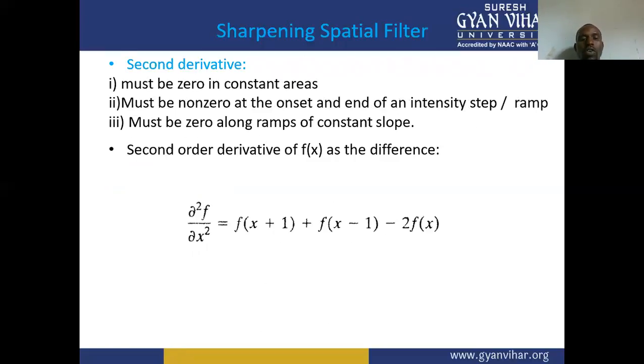Then we have the second order derivative. The second order derivative must be zero in the constant areas. Also, it has to be non-zero in regions where there is a ramp or a step. It has to be zero along ramps of constant slope. Okay. Now, whenever we perform this second order derivative, this is the equation that is used: f of x plus 1 plus f of x minus 1 minus 2 times f of x.